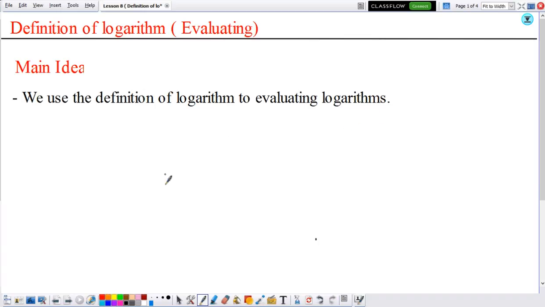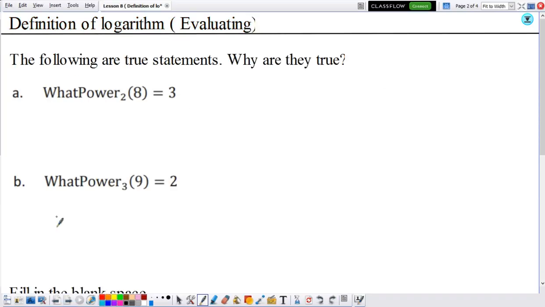Now, what is the definition of a logarithm? Well, first, before we start with the actual definition, let's start with something called the what power expression or function. Now, in A and B, I'm going to claim that these are true statements. Now, the following are true statements. Now, we want to see why is it that they're true. How can we define what this what power function is?